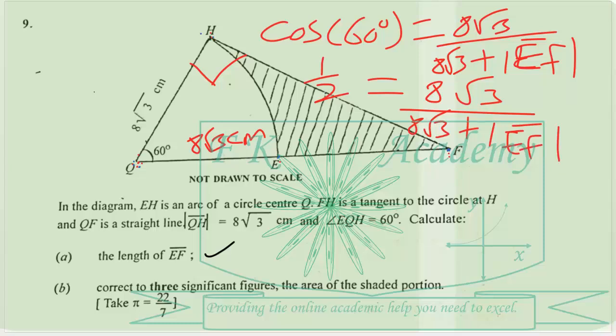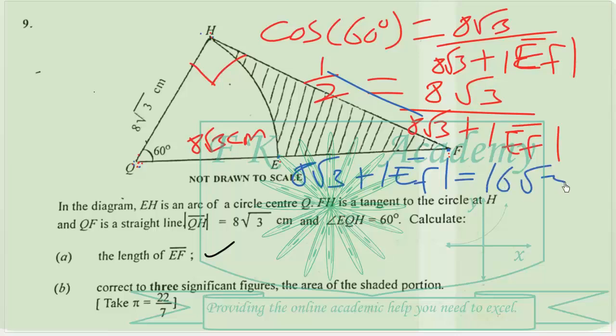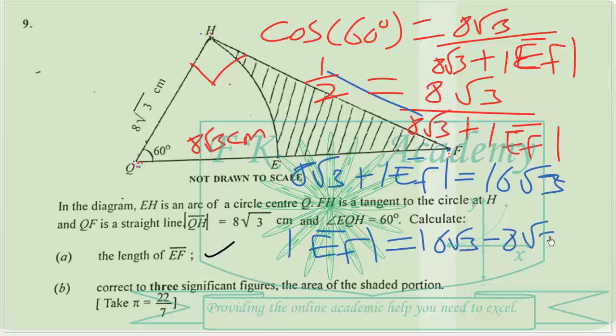So let's cross multiply. This will multiply 1 to give us 8√3 plus magnitude of line segment EF is equal to 2 times 8√3, which is 16√3. So we subtract 8√3 from both sides. Magnitude of line segment EF will be equal to 16√3 minus 8√3, and that will give us 8√3 centimeters.